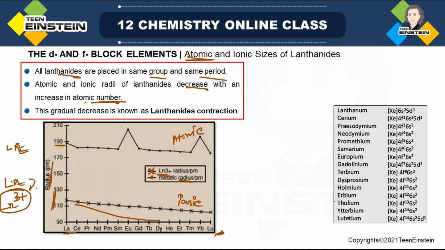But when it is atomic radius, two discrepancies we can see. And these two discrepancies, one is at europium, another one is at ytterbium. Now look at the configuration of ytterbium.